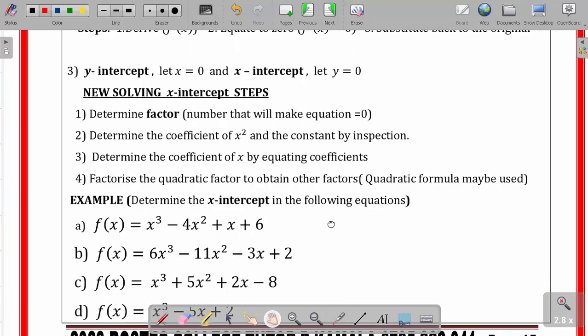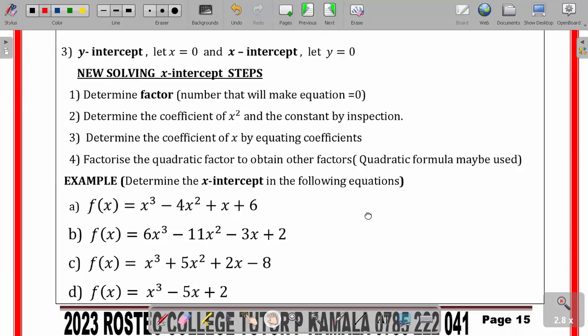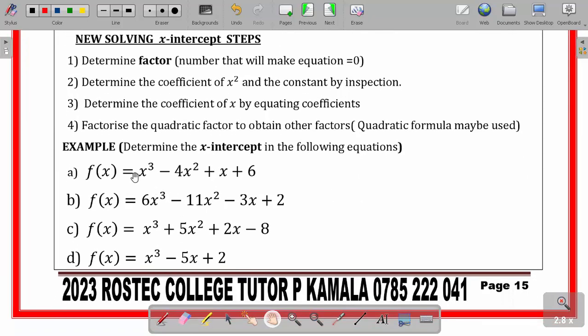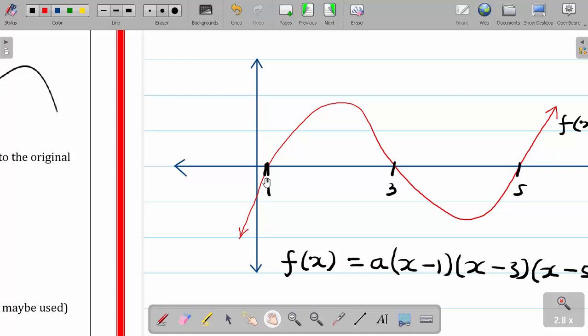For example, they say here, determine the x-intercept in the following equations, that is a, b, c, and d. So we're starting with f(x) equals x cubed minus 4x squared plus x plus 6. So we're going to determine the x-intercept where the function is cutting the x-axis. Now at the x-intercept, note that those x values, we call them roots. So here, this one is a root, 3 is a root here, and 5 is also a root. Okay, let us continue. Hope we are together.